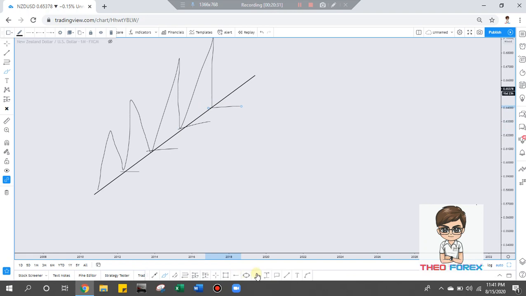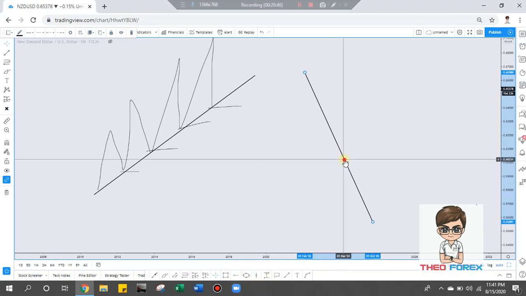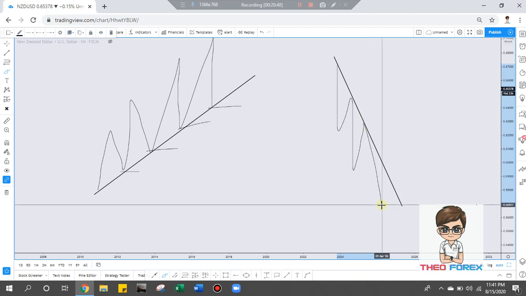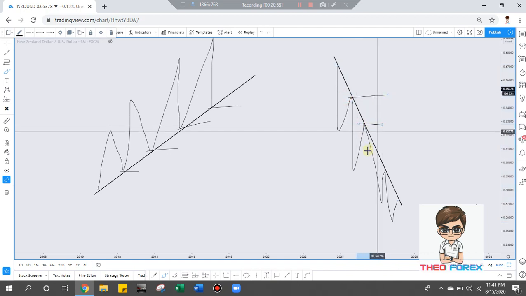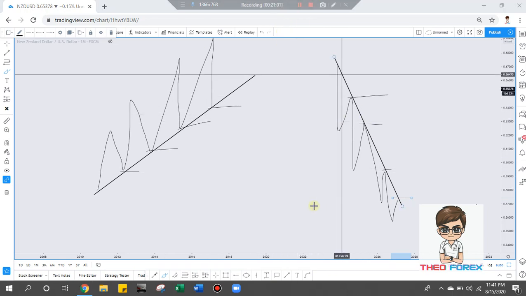Same applies to a downtrend. If we had a trend to the downside, we know price will do this. So what are we looking for? Opportunities to sell here, to sell here, to sell here, and sell here. So the thing is just trading opportunities.